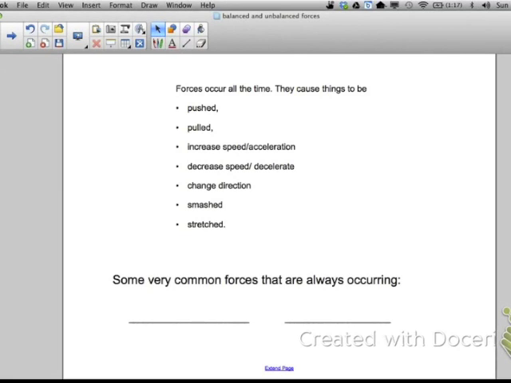As you know, forces occur all the time. They could cause things to be pushed, pulled, increase in speed or accelerate, decrease in speed or decelerate, change direction, get smashed, or stretch as a result. And so these are some very common forces that are always occurring on Earth. One of which we know very fondly is gravity.